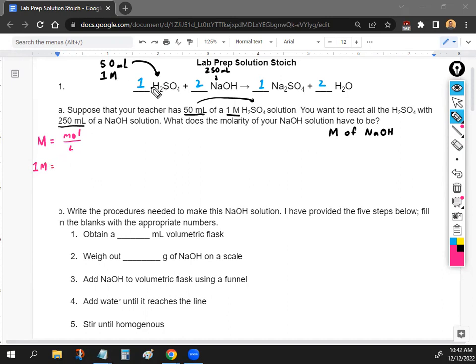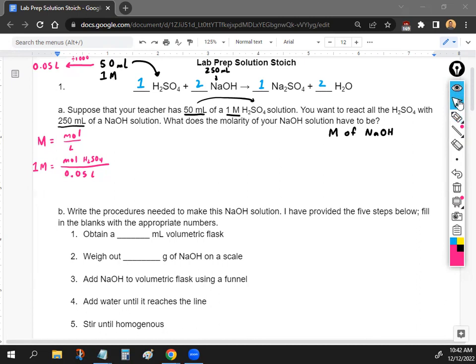We don't have moles of H2SO4, so we're going to put moles. And then on the bottom, we need to put liters. The way that we go from milliliters to liters is we divide by 1,000, and that's going to give us 0.05 liters. So we put 0.05 liters on the bottom. Okay, so again, this is the same thing that we've been doing. Hopefully, you guys are pretty familiar with how to solve this.